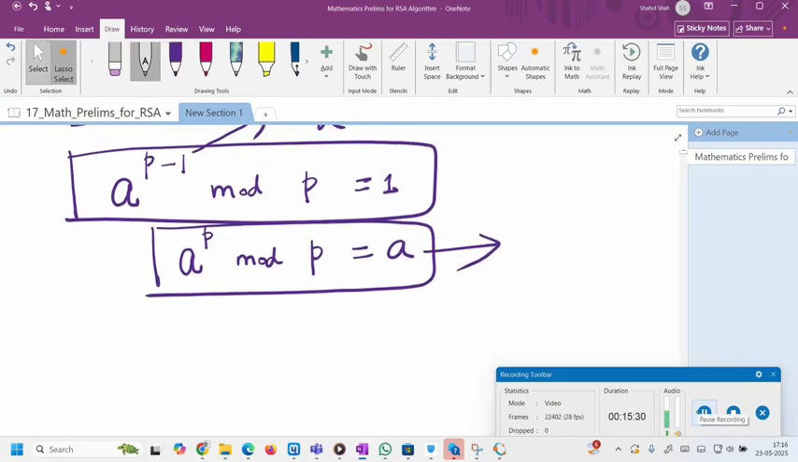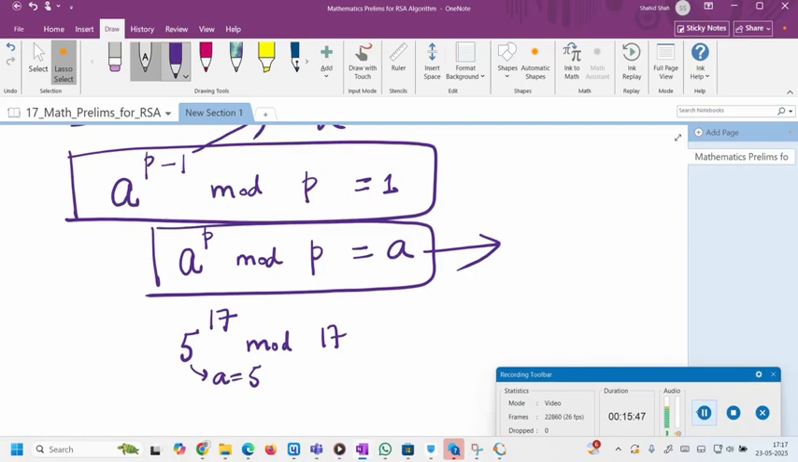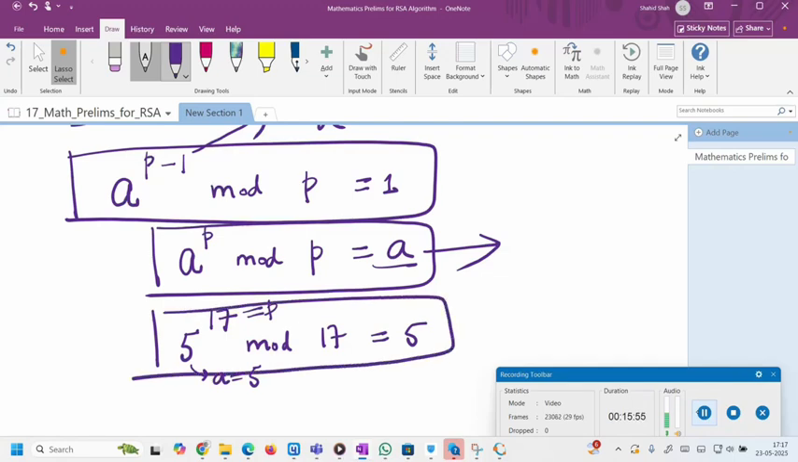And at times, suppose you have 5 to the power 17, and someone tells you to find its modulo with 17, it is needed at times, and you don't need to do anything. So this a is equal to 5 here, p is equal to 17. Using this result, this is simply a, which is 5. Without any second thought, you can use Fermat's result.